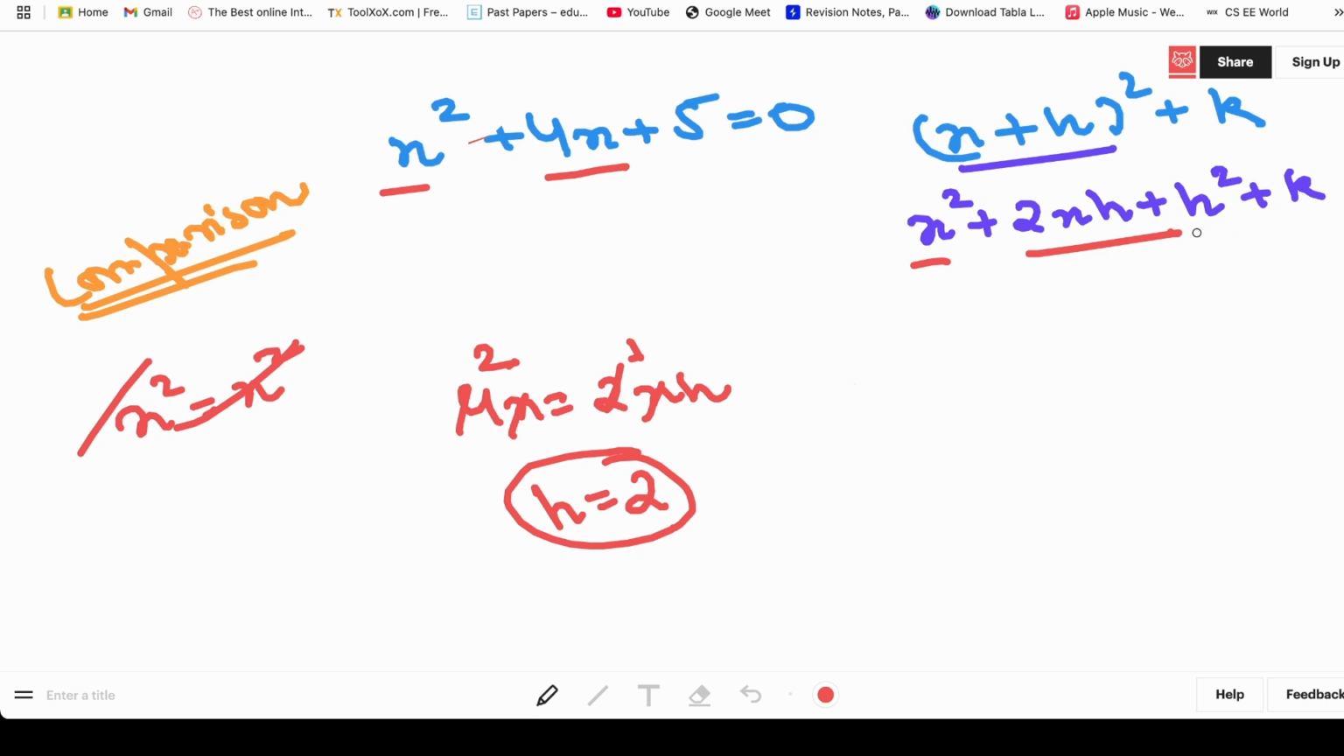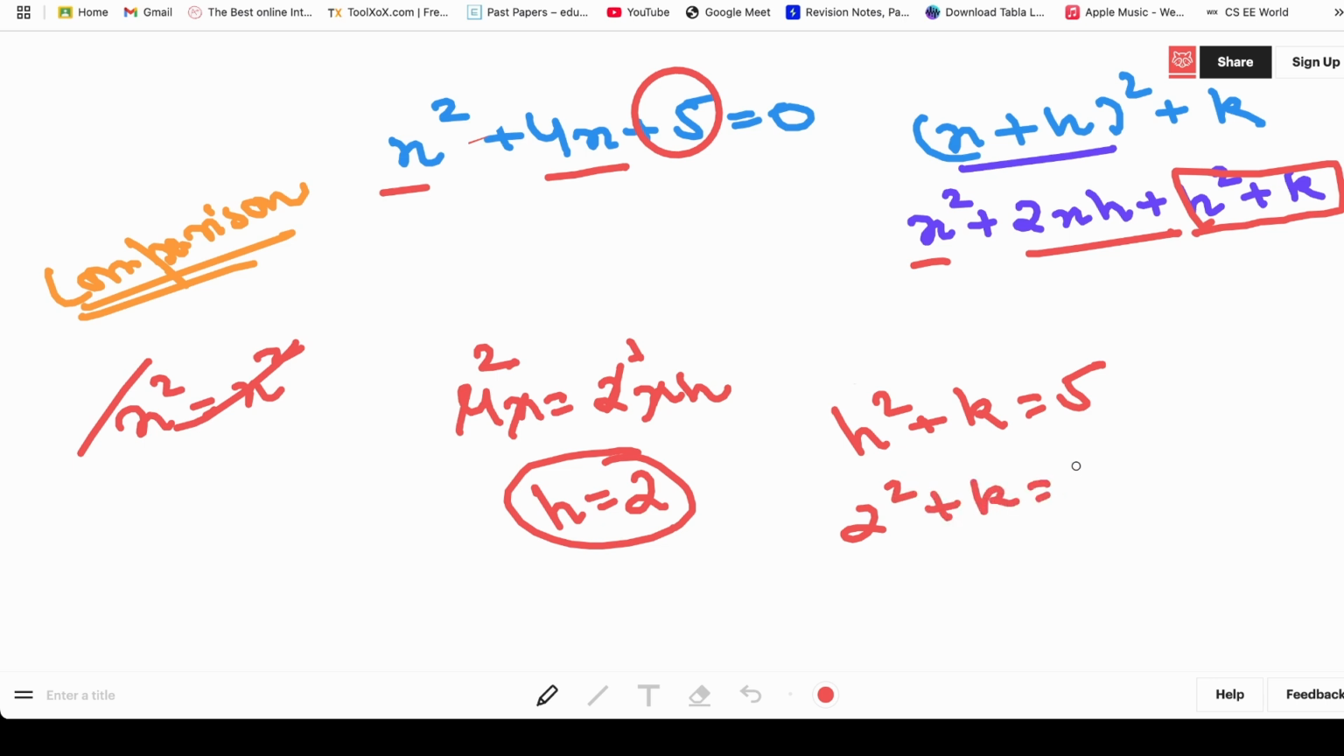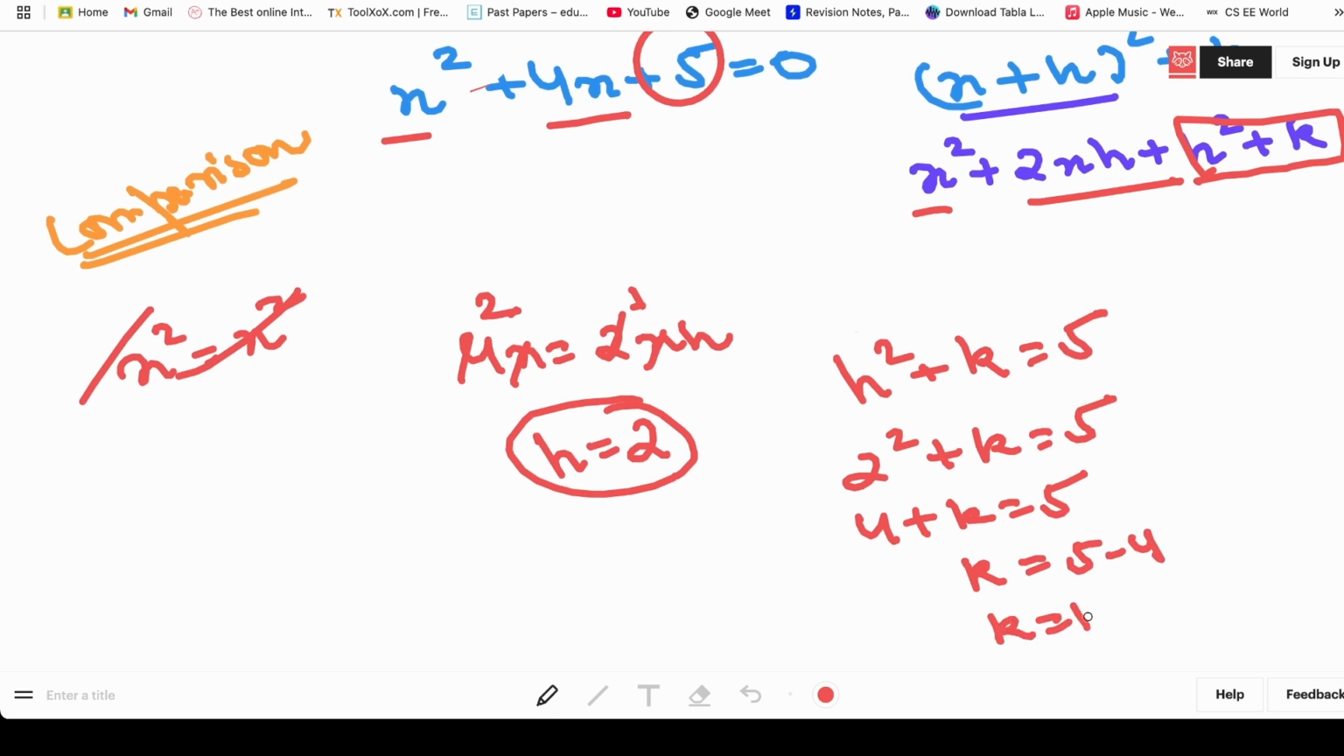Right, now let's compare h square plus k with 5. So h square plus k is equal to 5. We know that h is 2. So 2 square plus k is equal to 5. So 4 plus k is equal to 5. So we know that k is equal to 5 minus 4, and hence k is equal to 1.